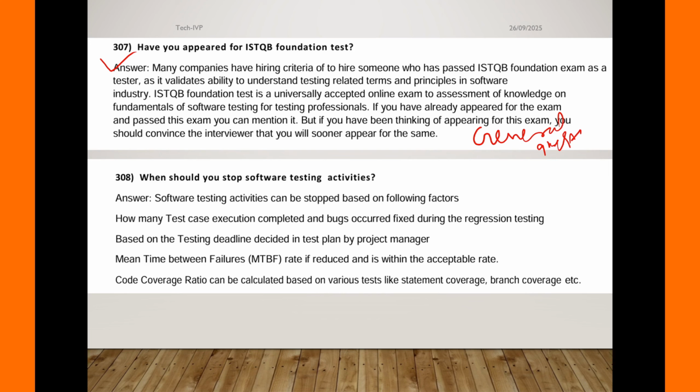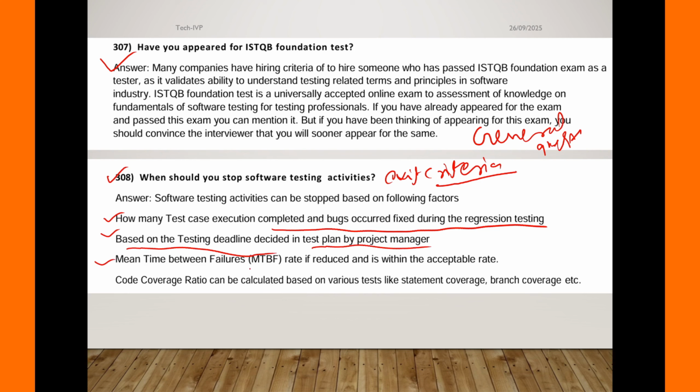The next question is, when should you stop testing activity? Means exit criteria. Exit criteria: when you should stop the testing. There are multiple factors on which we have to stop the testing. How many test cases' execution is completed and how many bugs occurred during regression testing. Based on the testing deadline decided in the test plan by the project manager. Mean time between failures, MTBF rate, if reduced and within the acceptable rate.